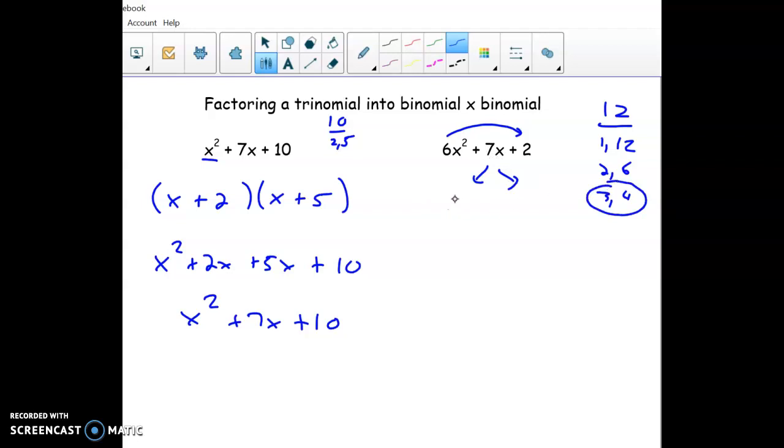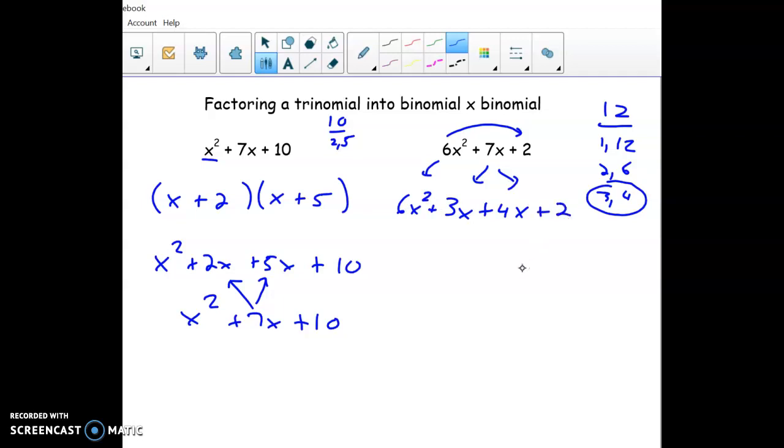All right, so we're going to split 7x into 3x plus 4x. And it's literally like this other step in reverse, right? When we do FOIL, it's reversing that process. All right, then the other two numbers just come down. So 6x squared is just going to come down here. And then the 2 is going to come down here.